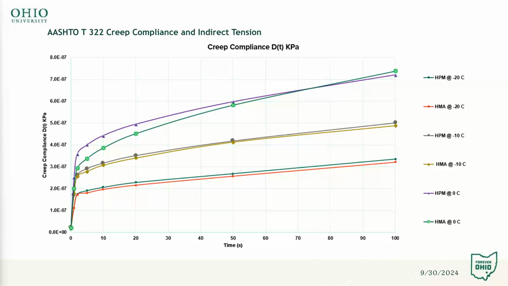This is the creep compliance and the direct tension testing. Again, we can see the difference between the HPM and the HMAs. For the PG 88-22, the higher DT value means we have lower stiffness and more strain. And for the HMA, a lower DT value means more stiffness and less strain. And that's what is shown in those graphs.